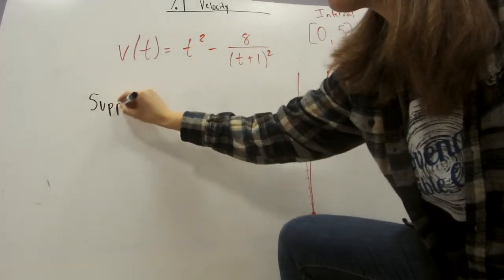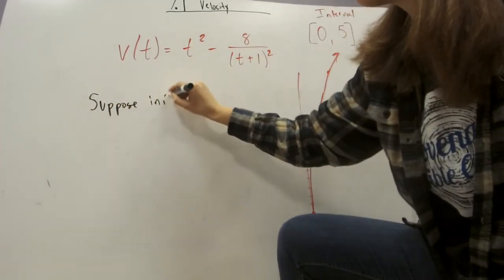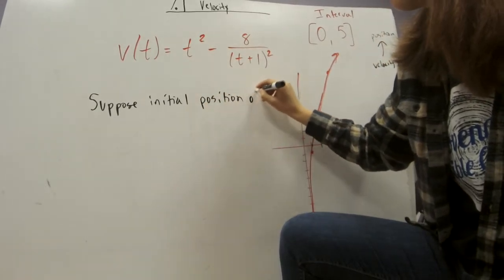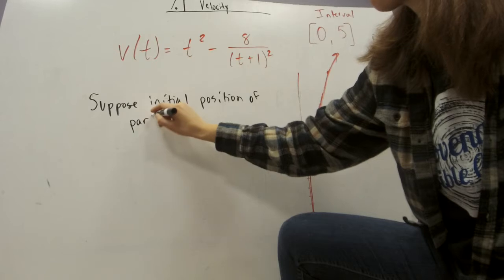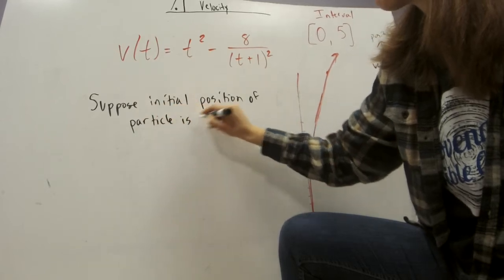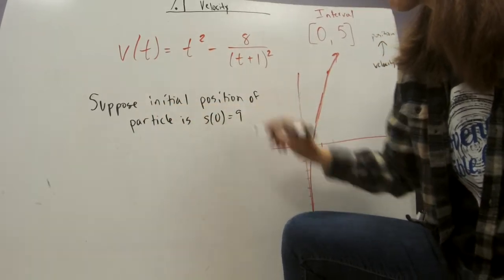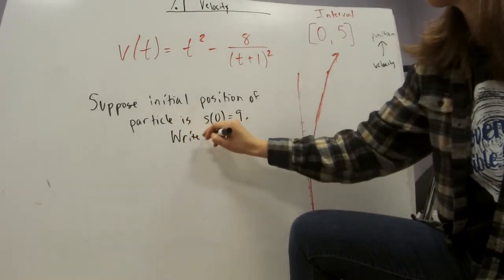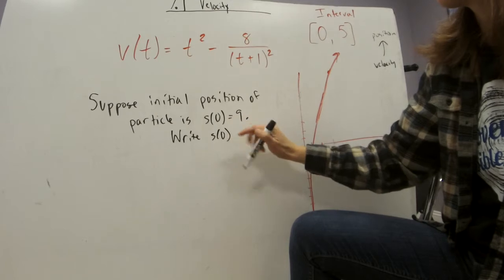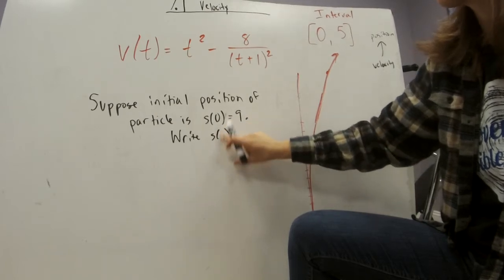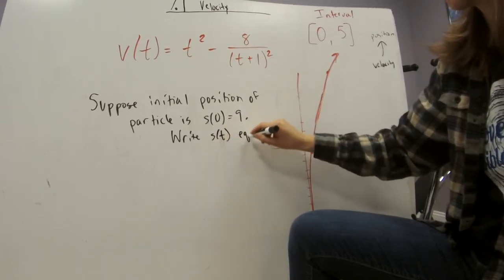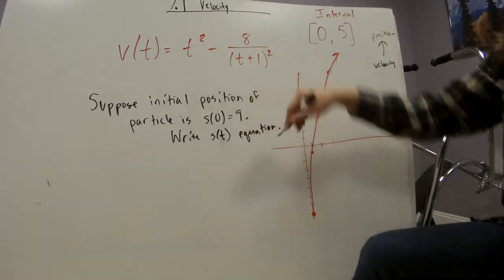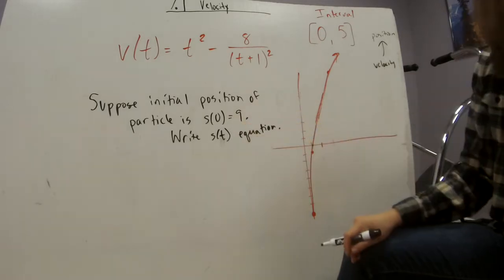It says, suppose the initial position of the particle is that. So the first thing it's going to say is write not S of 0, sorry, the S of t equation, right? So this is actually what we would have done last chapter a little bit. We're going to go backwards and we're going to find C because we got a point to plug in.